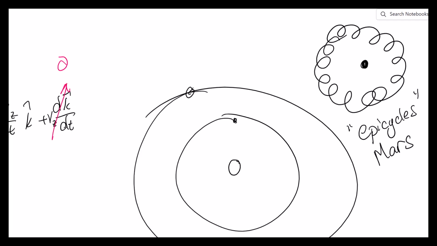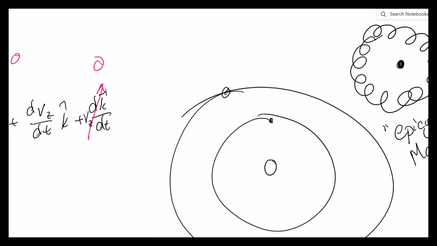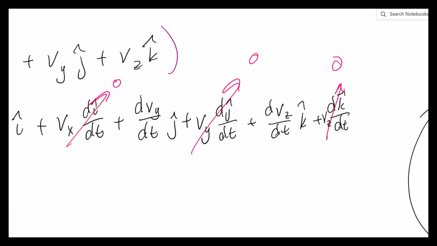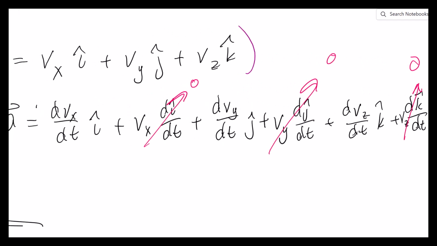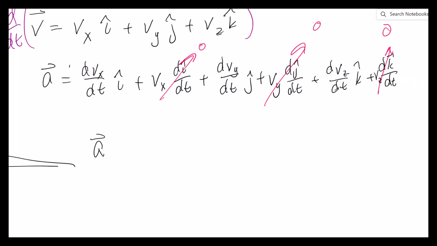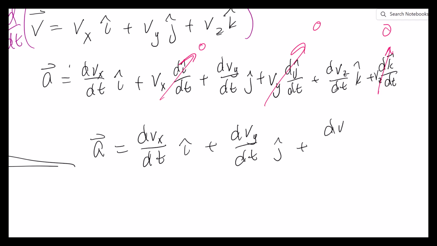So back when we thought we were the center of the universe, we had all this weird stuff going on because we didn't realize that in fact dk hat/dt, dj hat/dt, and di hat/dt were not 0. But for the purposes of an apple falling from a tree, they are, and we're able to stick with just the acceleration being the d/dt of each of the components of the velocity.